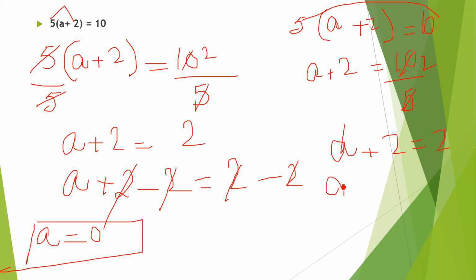And then we want only the value of a. Move this 2 from the left hand side to the other side, it will be minus 2. So again it is 0, right? So whatever method, it's up to you, you can use, but you should know the methods.